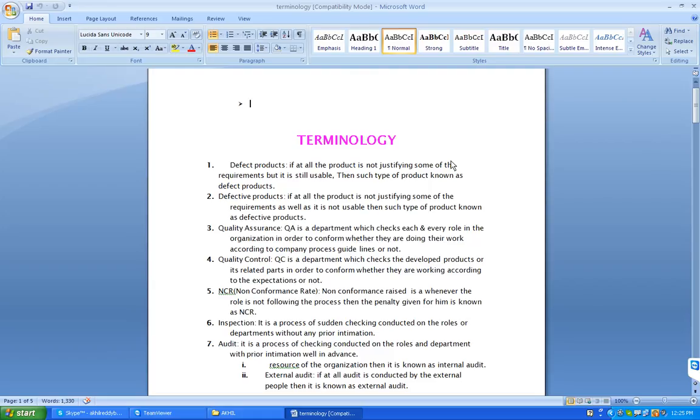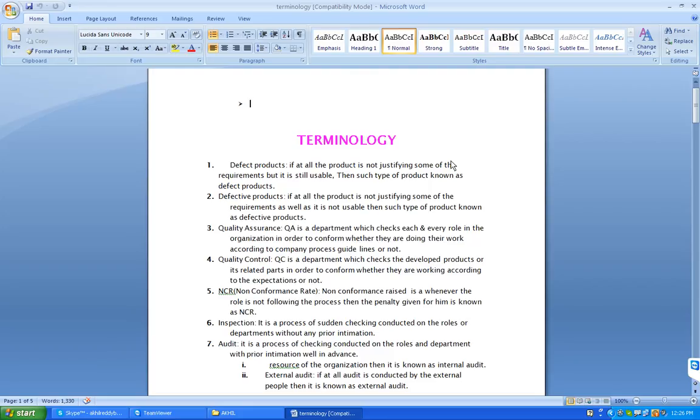Not all software companies maintain it separately, but some companies will maintain quality assurance. Quality assurance means testing units only, but they will check each and every output document in each and every phase, whether the output document is properly coming or not. Each and every role in the organization according to company expectations working or not, they will do checking. That's why that is called quality assurance people. Next, quality control people. After developing the product, they will do testing whether it was developed based on the customer expectations or company expectations. That is called quality control people.